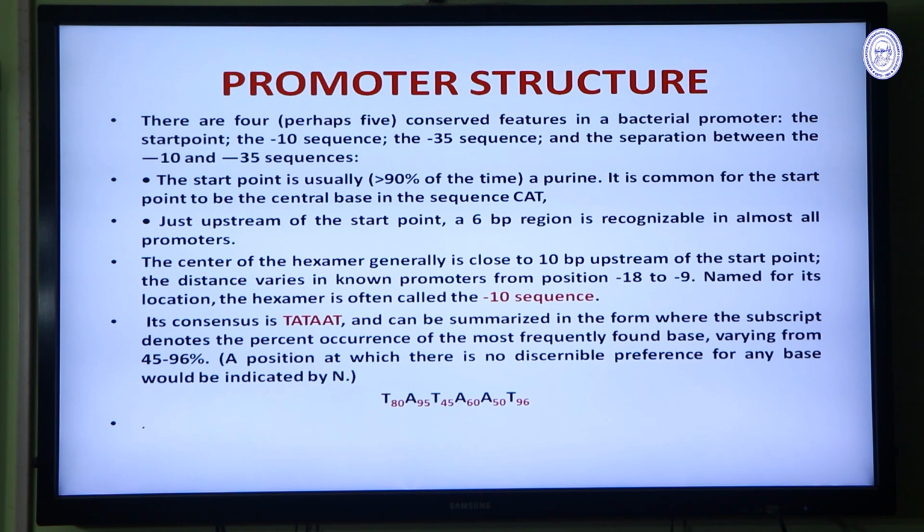Just upstream of the start point, a 6 base pair region is recognizable that is present in almost all promoters for the genes, and this we call the minus 10 sequence. Earlier it was called the Pribnow box. It is very close to 10 base pairs upstream, and it is also known as the TATA box. So, this TATA box has the sequence TATAAT.